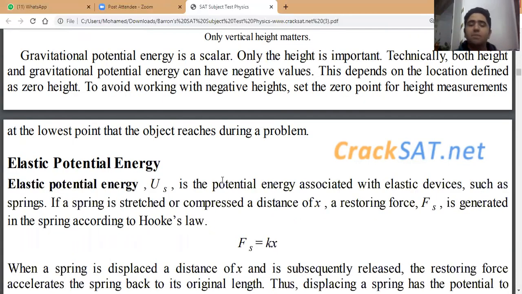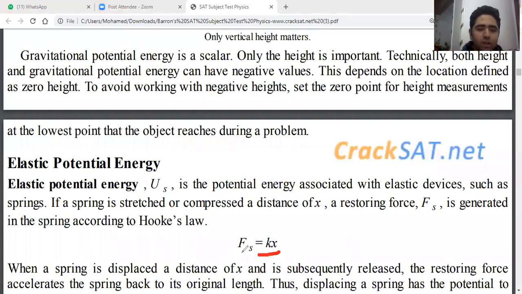So we've talked about gravitational potential energy and kinetic energy. We need to talk about elastic potential energy. Elastic potential energy is the potential energy associated with elastic devices, springs. How are you going to calculate the potential energy of a spring? Well, we have to know Hooke's law.